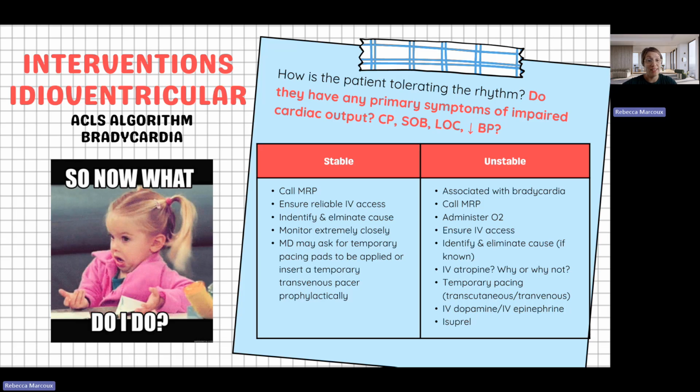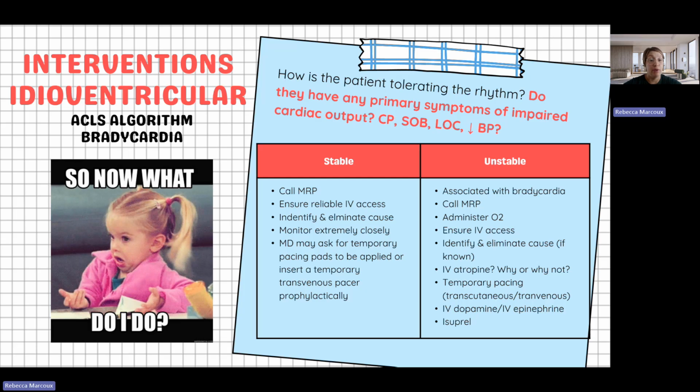Whether the patient is stable or unstable, if you have a patient in this rhythm, we need to keep them on the monitor. We need to call the MRP. We need to ensure we have reliable IV access. Okay. If we can figure out the cause, we want to identify and eliminate it.